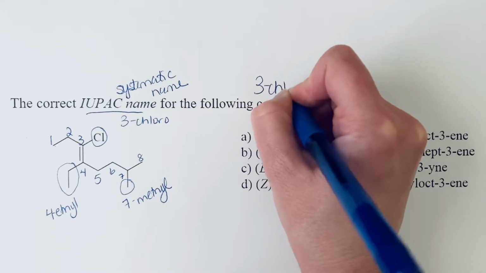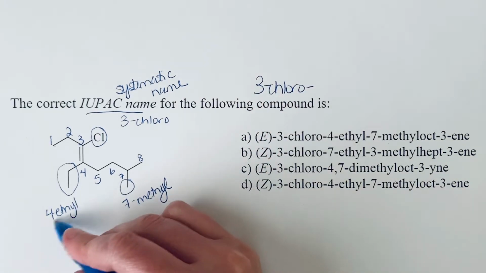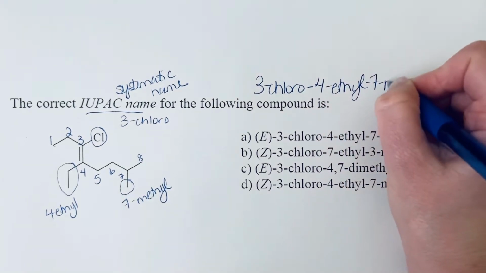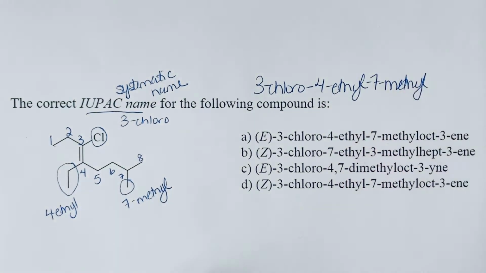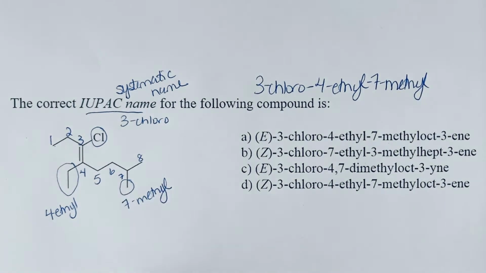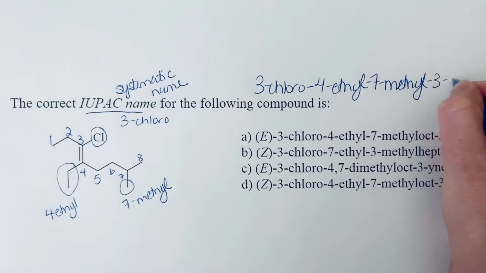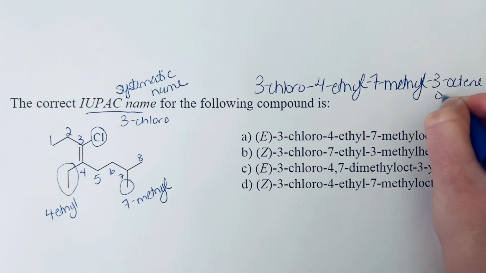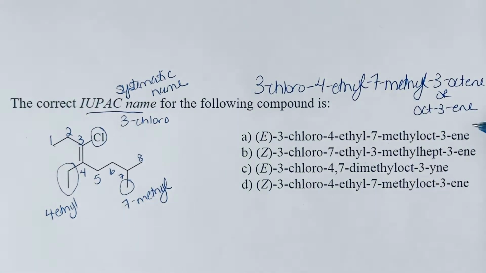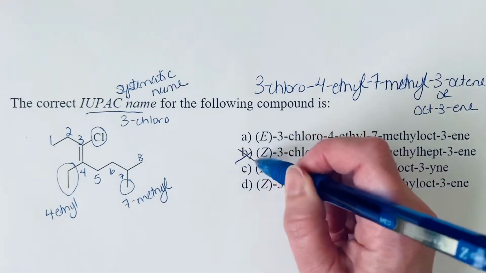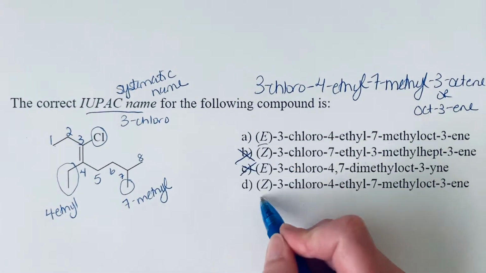We have a 3-chloro, and then next comes the ethyl, 4-ethyl, 7-methyl. We have a long name. And then our alkene is 8 carbon atoms long, and the first carbon of the alkene is number 3. So this is either 3-octene, or it is equally acceptable to put oct-3-ene, which appears to be what we have here. So we have 2 names that match what we've come up with. So we can definitely cross off these center ones. And then the difference is E and Z.